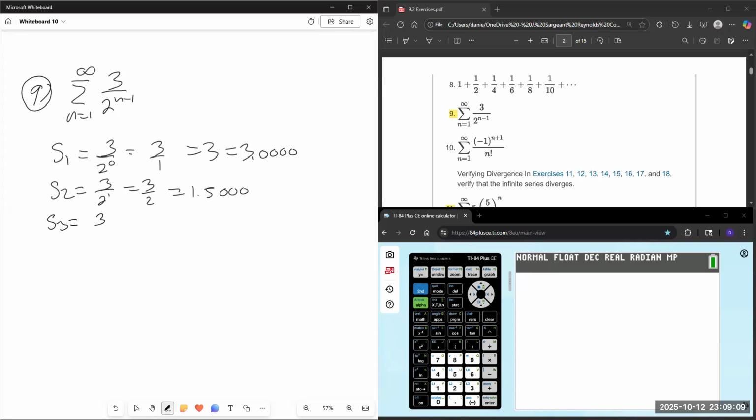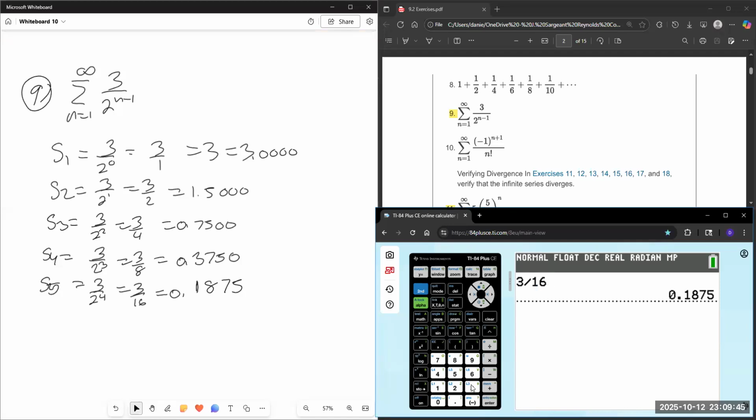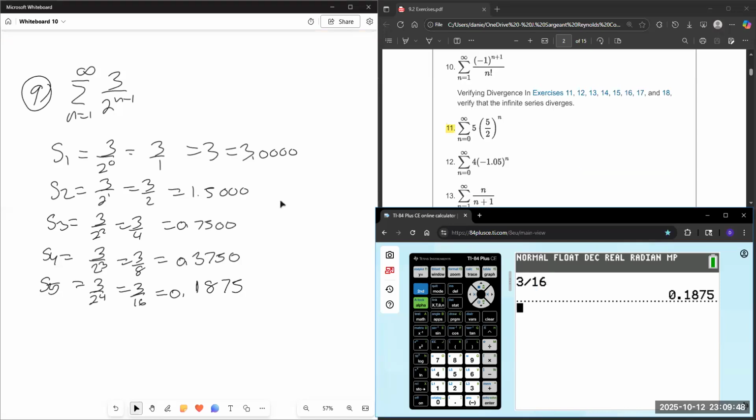S3 is 3 over 2 squared is 3/4 is 0.7500. S4 is 3 over 2 to the third is 3/8 is 0.3750. S5 is 3 over 2 to the fourth is 3/16 is 0.1875. Just check that last one. Yes, okay. So let's look now at number 11.